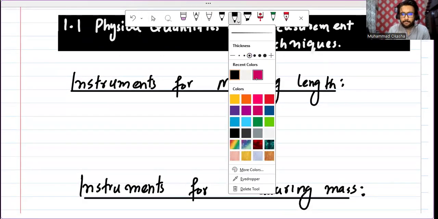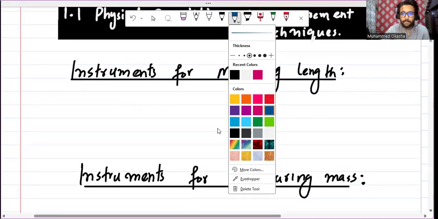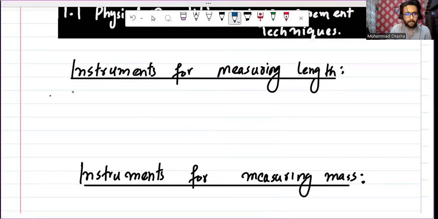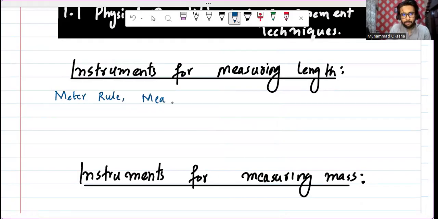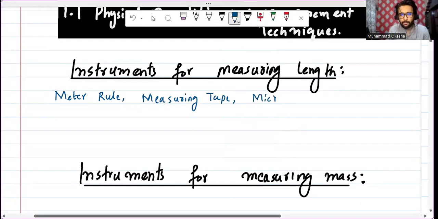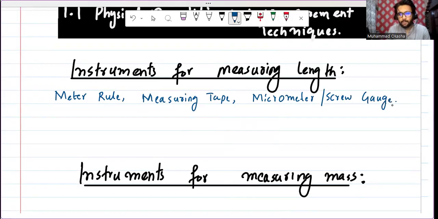Instruments for measuring length. There are three instruments. Of course, there are a lot of instruments which we use to measure length, but primarily there are three instruments which are part of your syllabus. Number one is the meter rule. Then there is the measuring tape. And then there is the micrometer screw gauge. We also call it the micrometer, or the screw gauge. These are the three instruments that are part of the syllabus that we will use for measuring length.